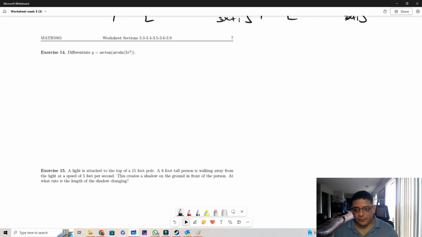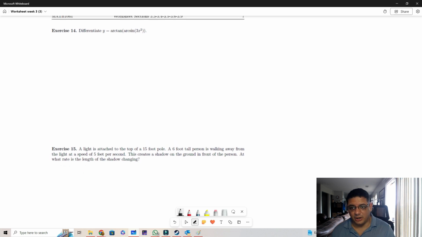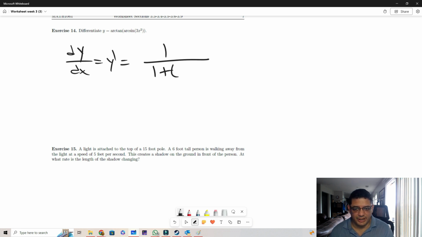Now, on exercise 14, we're trying to differentiate this arctangent of this arcsine of 3x squared. So this is an insane chain rule here. And we have that dy dx, or y prime, is just going to be 1 over 1 plus, and then normally, because it's arctangent, it will be whatever is inside, so arcsine of 3x squared, squared. So the derivative of arctangent, which is 1 over 1 plus x squared, composed on the arcsine of 3x squared.